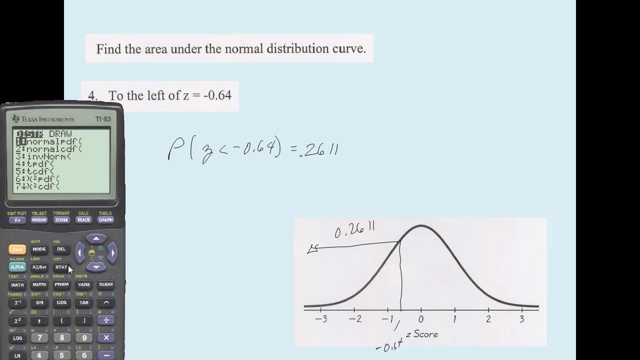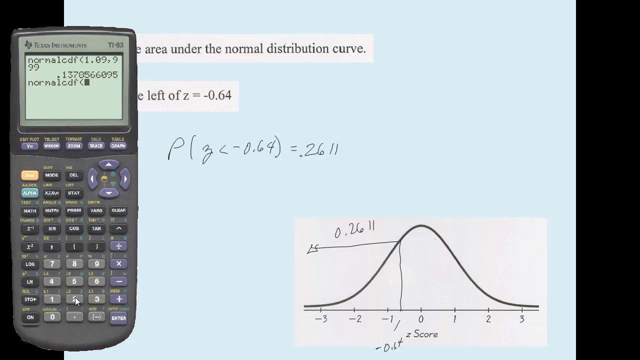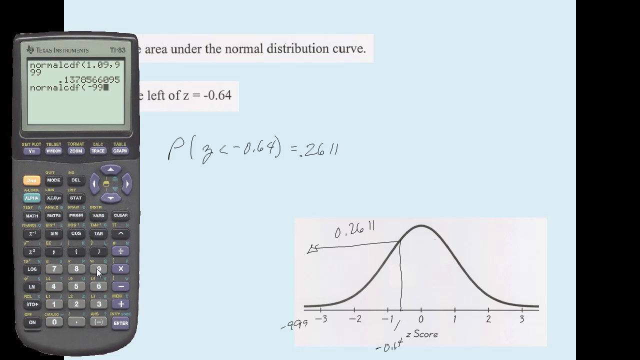All right, so I can go back to the calculator here. Second distribution, number 2. For my lower number, I don't have one, so I'm just going to use negative 999, comma, negative 0.64. And I get a number here of 2610, but then the 8 rounds it up to 2611.